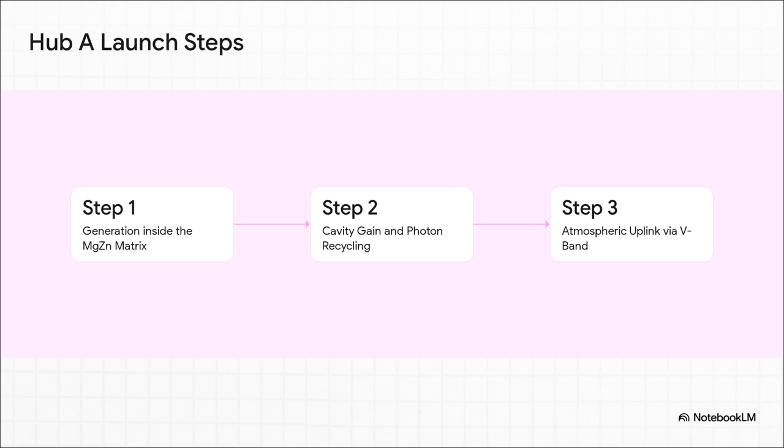And finally, step 3. The stabilized signal is converted to the V-band frequency spectrum. Now, V-band is highly directional, which inherently prevents any side-channel eavesdropping, and it's perfectly optimized to pierce right through our local atmospheric boundary layer, heading straight up toward the nearest overhead satellite.